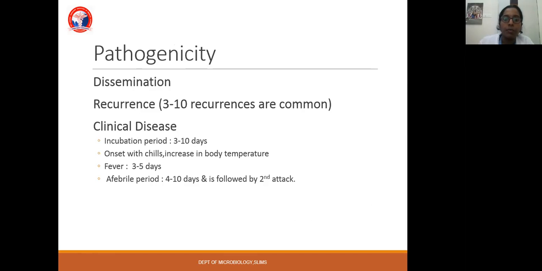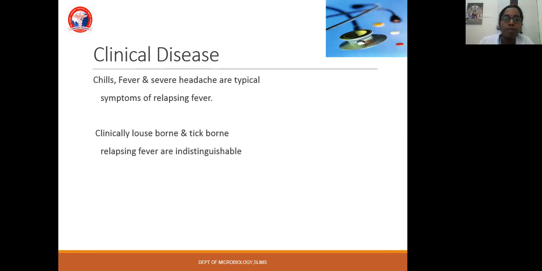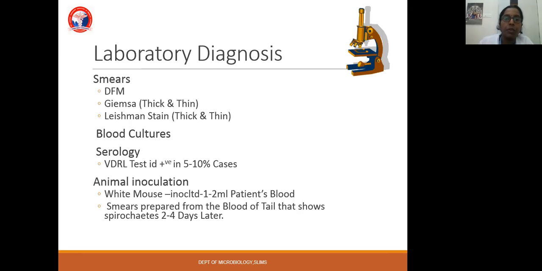If you see Vincent's angina, the incubation period is about 3 to 10 days, and at the onset of illness there can be fever. Okay. So this is typical of relapsing fever, and it is almost indistinguishable.